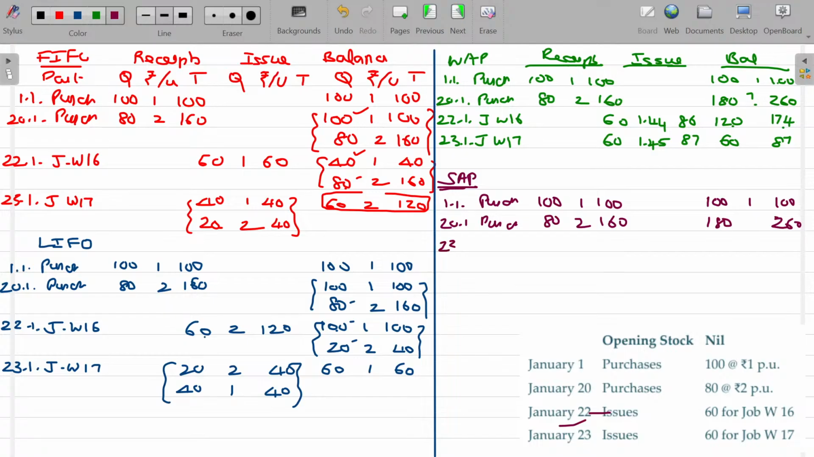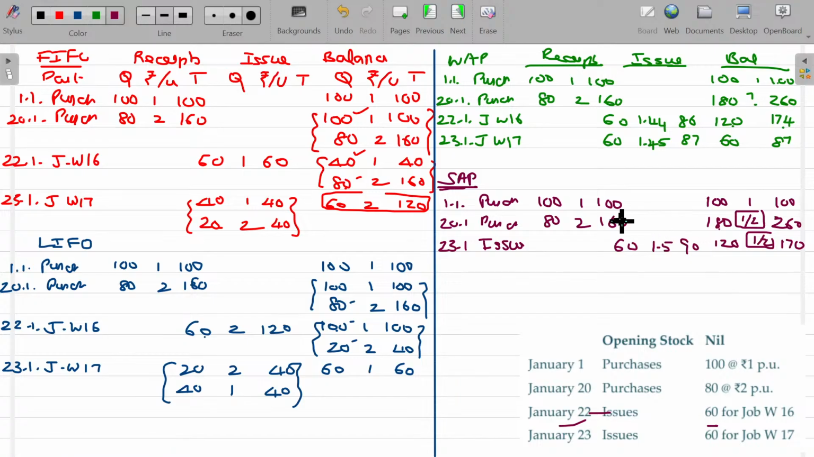On 23rd January, an issue happens, 60 units. What price do you have to take? Out of the stock of 180, we have two rate items, 1 and 2, right? You have to take the average of the rates applicable here, 1.5, then 90. Out of 180, 60 is subtracted, 120, and the balance value being 260 minus 90, 170. So come on, tell me, what are the varieties of rates here? 1 and 2. Is that okay?